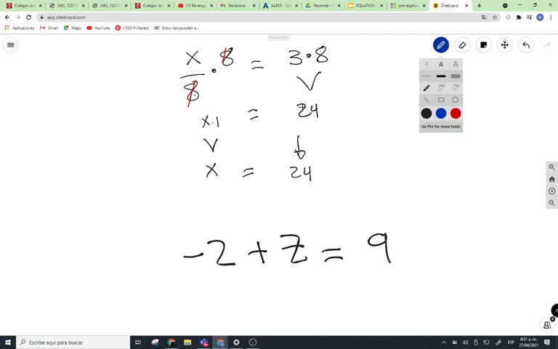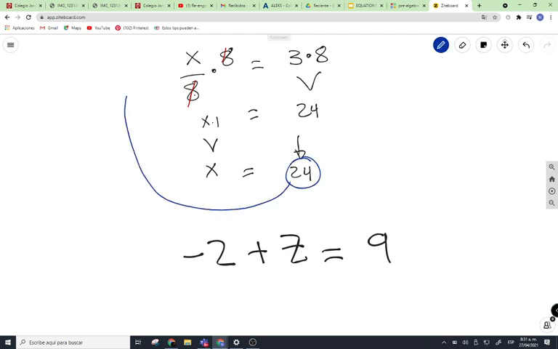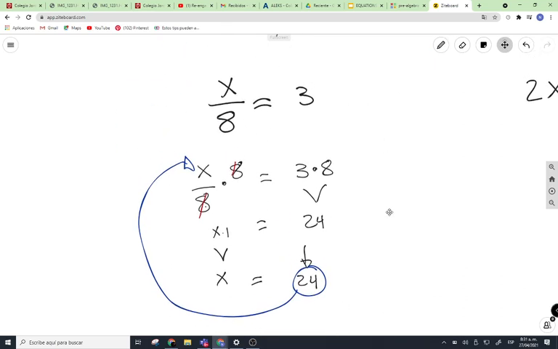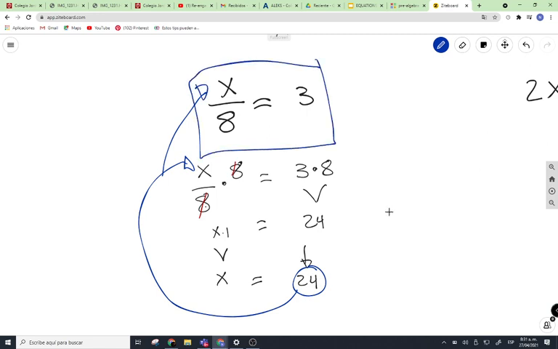And if we replace x with 24 in the original equation, 24 divided by 8 is 3. The equation is true. You see?